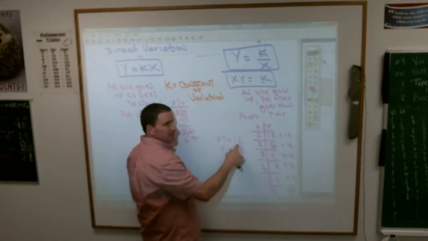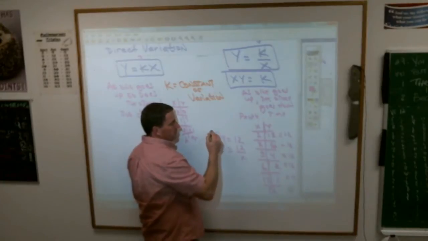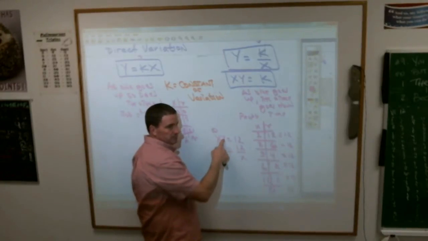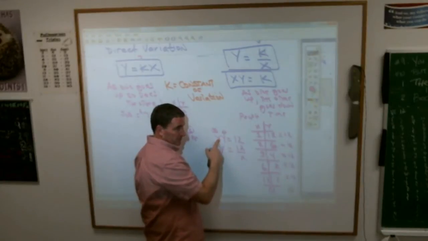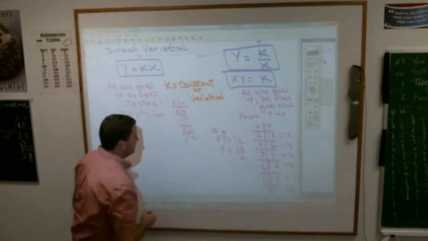Why? Because if this is my equation, if I put 0 in for x, 0 times what number is 12? You can't do it. Or if I put 0 in for y, 0 times what number is 12? You can't do it.